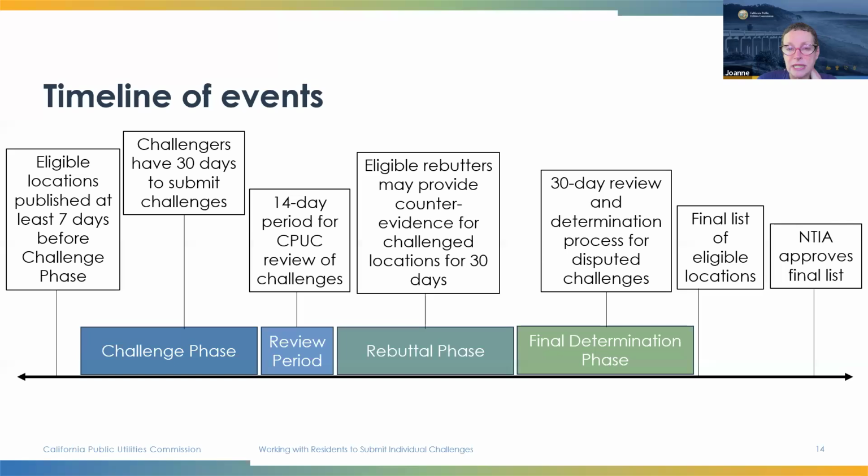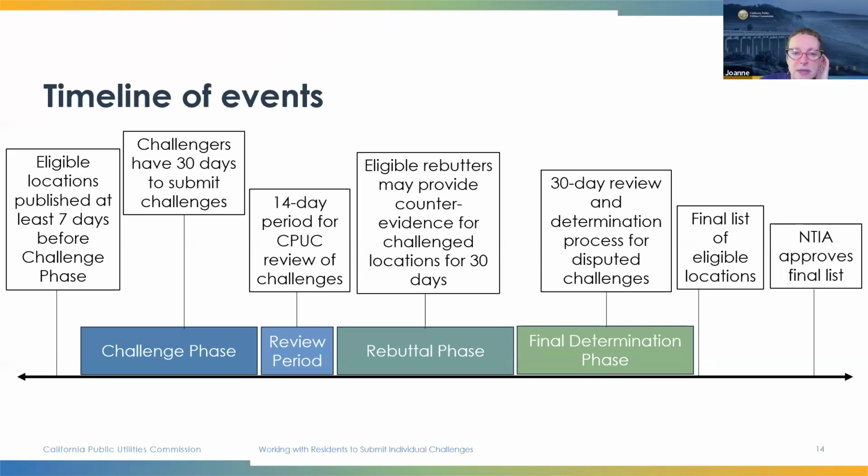At the end of the 30 days of the challenge phase, there will be a 14-day review period that will allow the CPUC time to review the evidence that was provided with the challenges. At that point, the rebuttal phase will begin. For every challenge that is submitted with acceptable evidence, a service provider or other rebutter will have the opportunity to provide counter evidence to rebut the challenge and claim that the original data is in fact accurate. They will have to provide evidence of that rebuttal, and they will have 30 days during the rebuttal phase to do that.